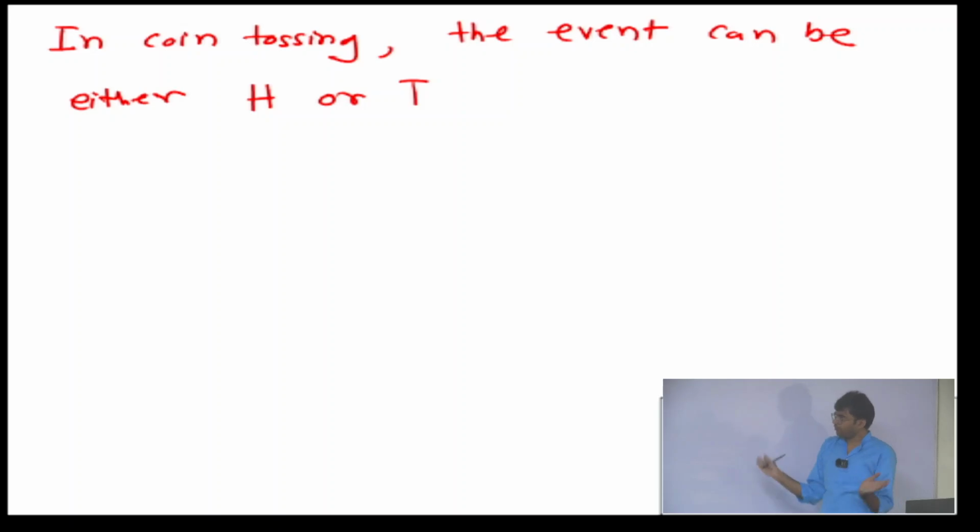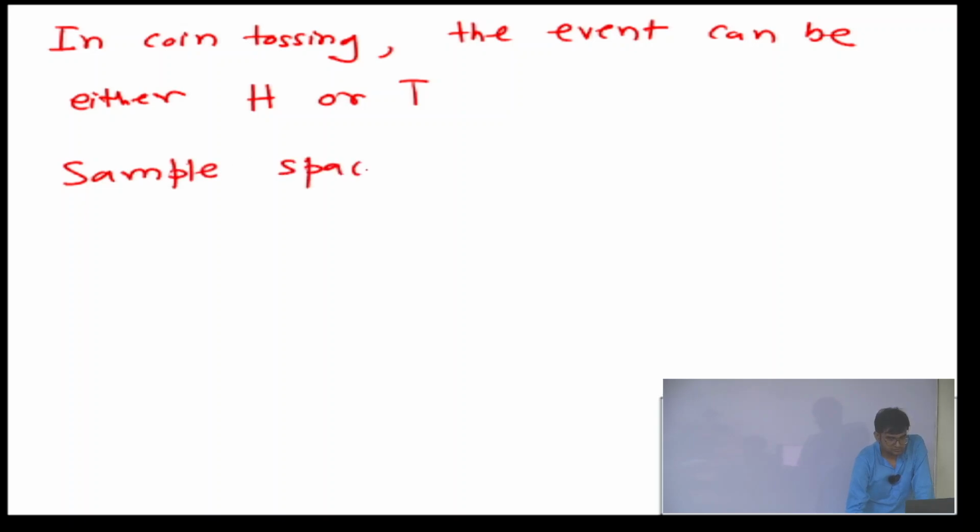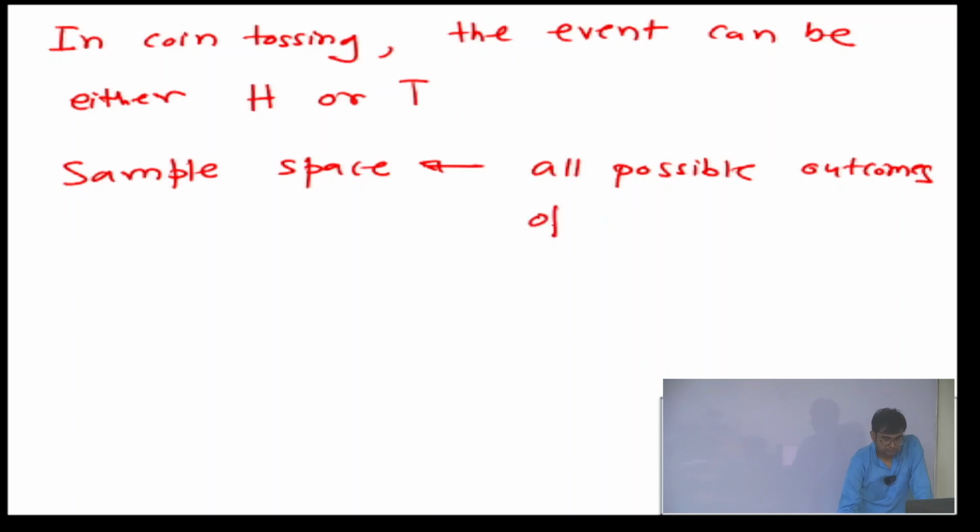And when you take all possible outcomes of an experiment, that is known as sample space. So, sample space is all possible outcomes of an experiment. So, if you are tossing a coin one time, the outcome will be either head or tail. So, then the sample space is head comma tail. So, sample space is all possible outcomes of an experiment, which is obviously random.